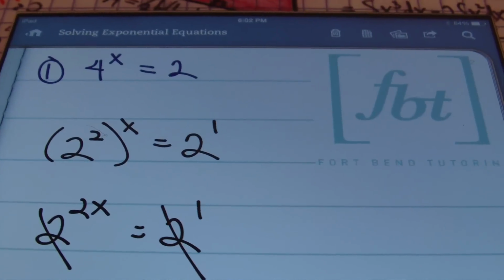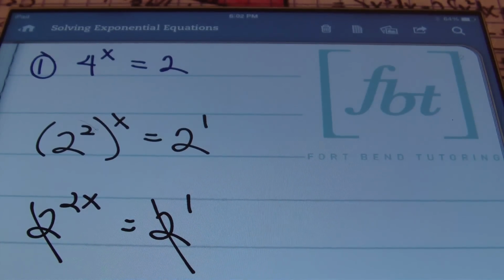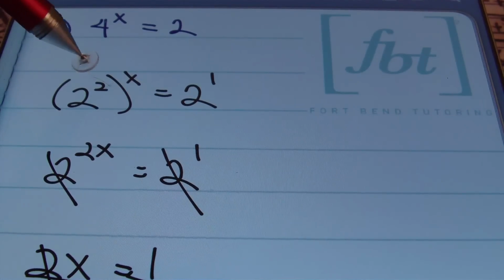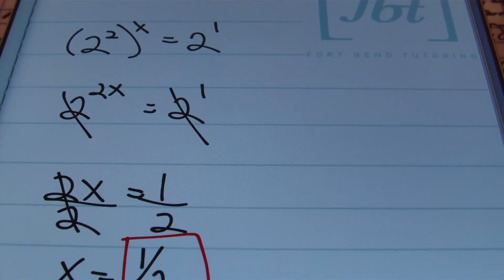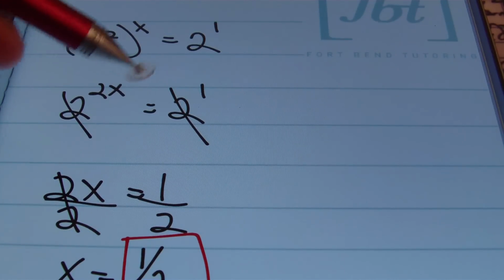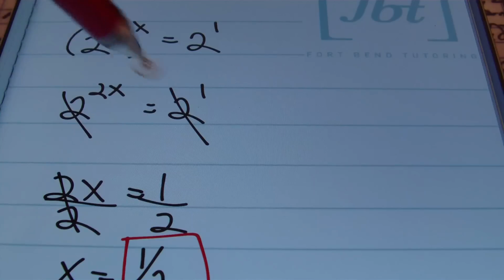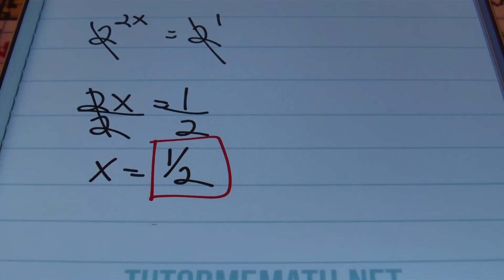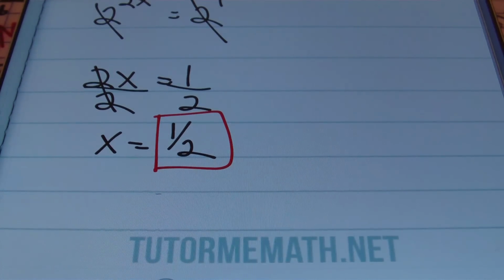We started out with our equation, which was 4 to the x equals 2. I recognized that I could get a similar base from the 4 and the 2, that being 2, and I rewrote the number 4 as 2 squared. Once I rewrote the equation, I simplified it by multiplying the exponents together to end up with 2 to the 2x, which equals 2 to the first power. Once I have a common base on either side of the equal sign, I can ignore the bases, set the exponents equal to one another, and solve for our variable. So that's what happened. x equals 1/2, red boxed. Let's move on to the next problem.